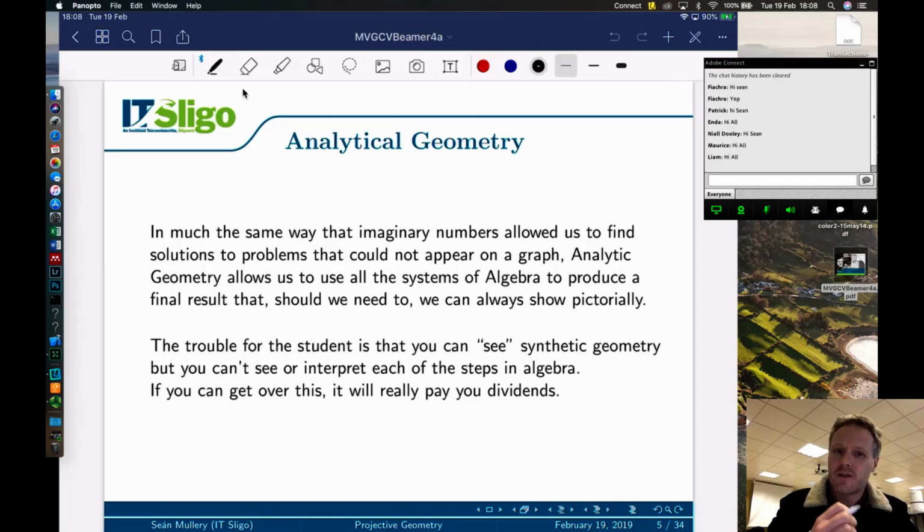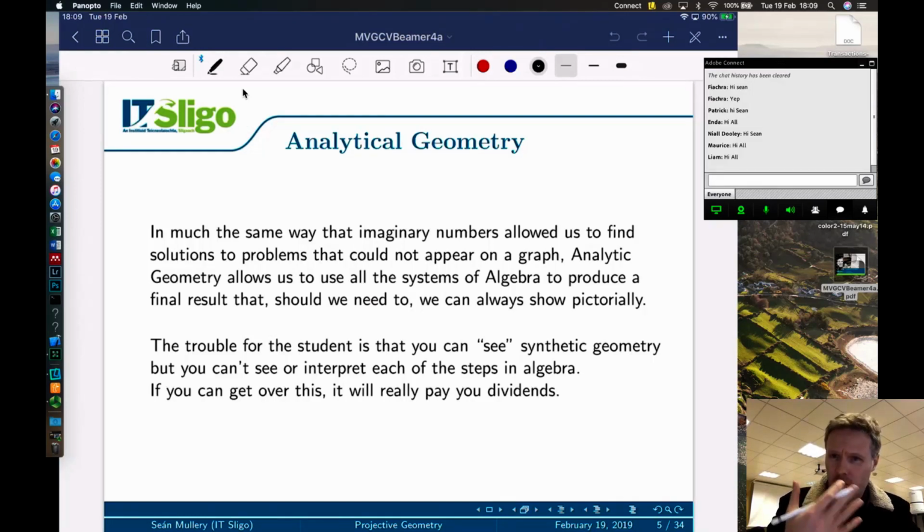Analytical geometry allows us to use all the systems of algebra to produce a final result that, should we need to, we can usually show pictorially. Okay, I say we can always show pictorially, but actually, if we're up in higher dimensions, that's not always the case. But it does mean that we can often go through many different transformations, all of which we don't have to be able to visualize exactly what's going on, and then we can come to a final result. And if we want, we can try and bring that back to some pictorial view, so we can say, now look, here's where we are now.